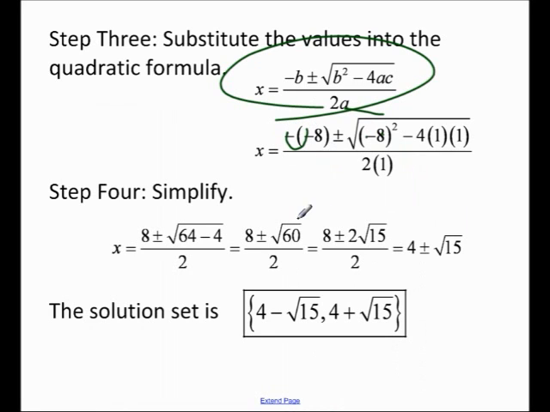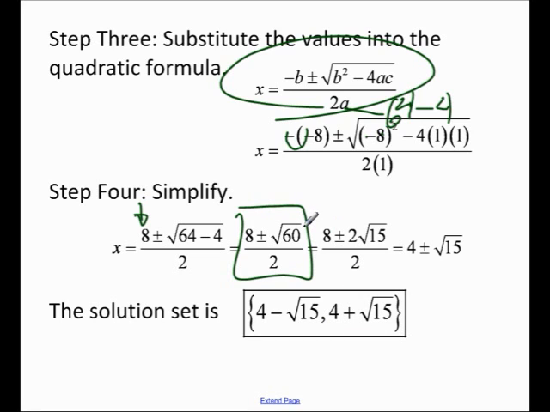My front, negative, negative, becomes positive. So I just got an 8. Well, what's 8 squared? 64. What's 4 times 1 times 1? 4. 64 minus 4 right here. What does that leave me with? 60. 2 times 1 on the bottom? 2. There. So now once we get to here, this is right back where we were just doing. This is not so bad.